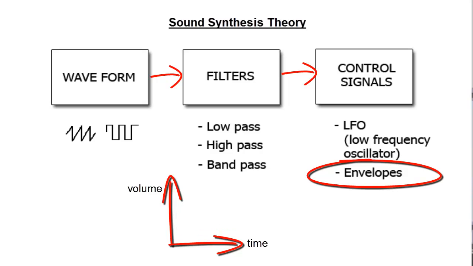It can make the difference between a piano sound and a saxophone sound, for example. And for this reason, envelopes are most famous for controlling volume. Yet like an LFO, they can control any number of things.